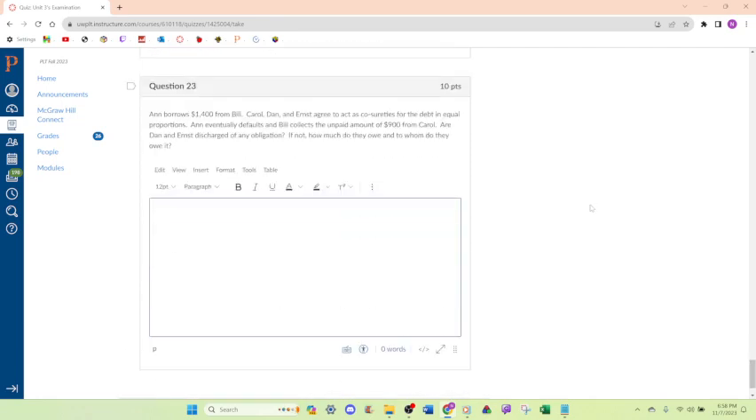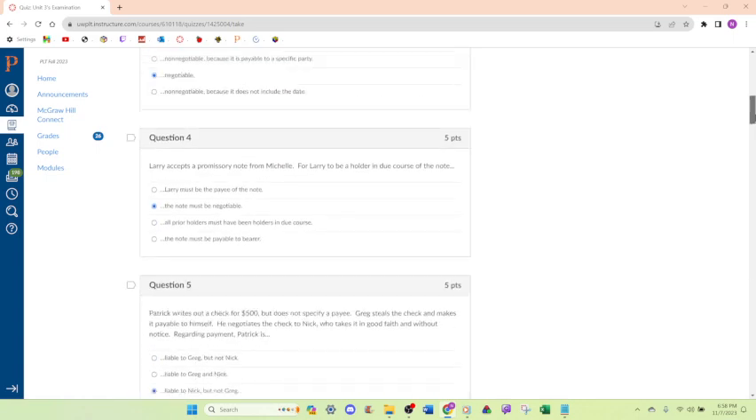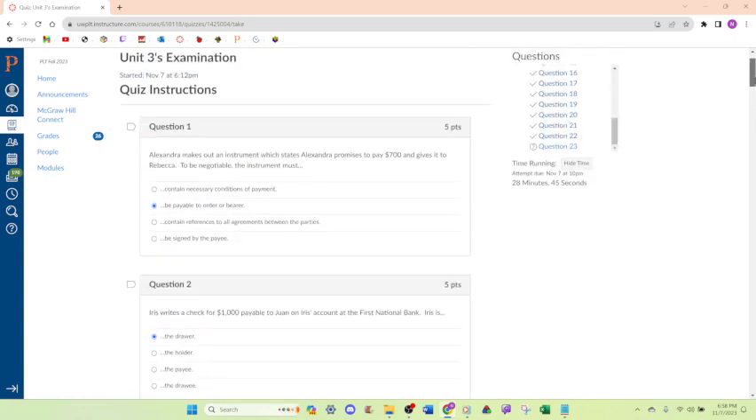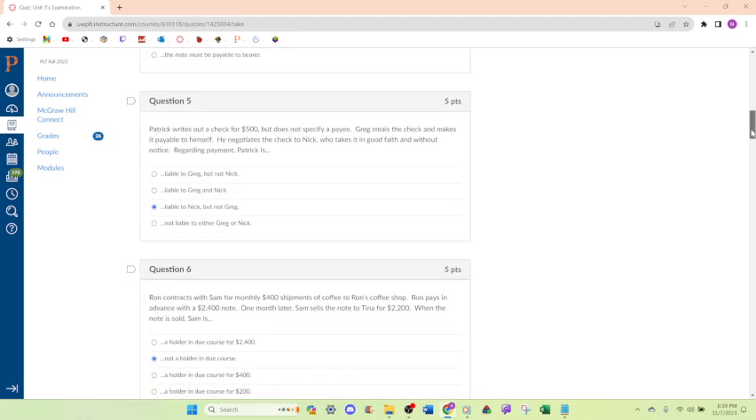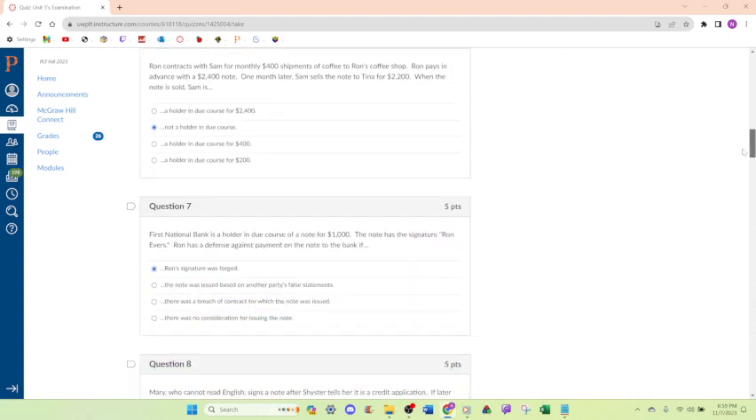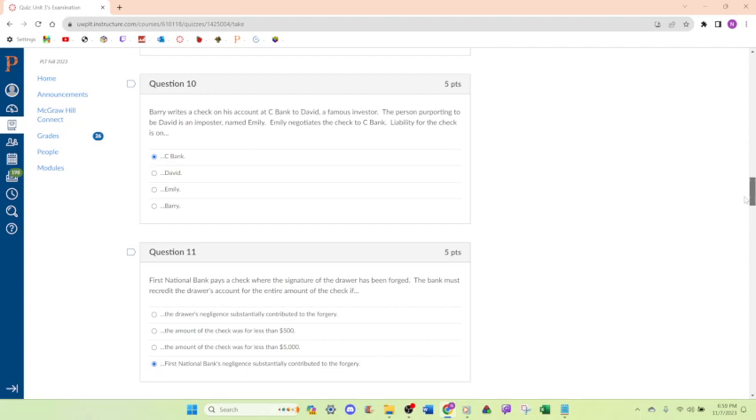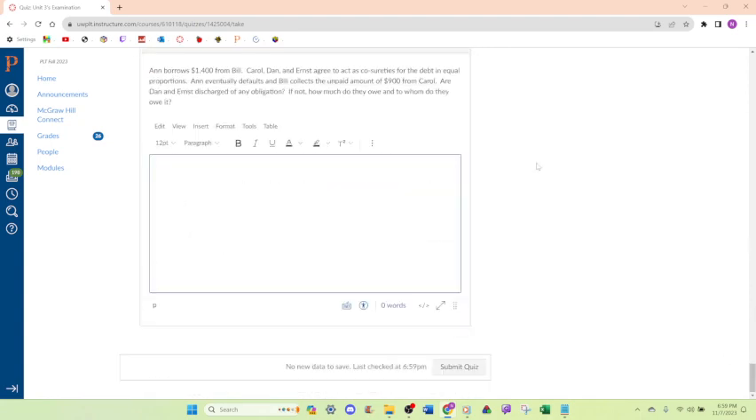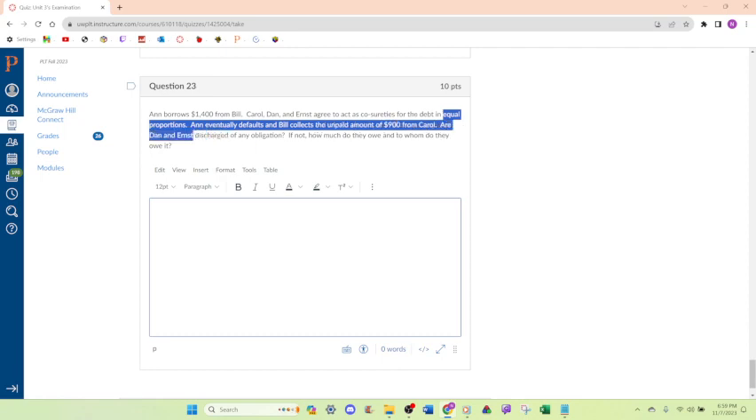This thing again. I could just be conservative and go opposites because they're the same concept. Let's see, where's the question? It's two of the same types of concepts. But look, equal proportions. Equal proportions. It literally says it right there. Eventually, Bill collects the unpaid amount from Carol. Are Dan and Ernst discharged?